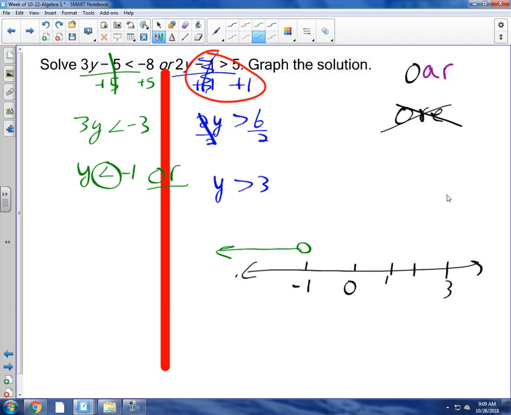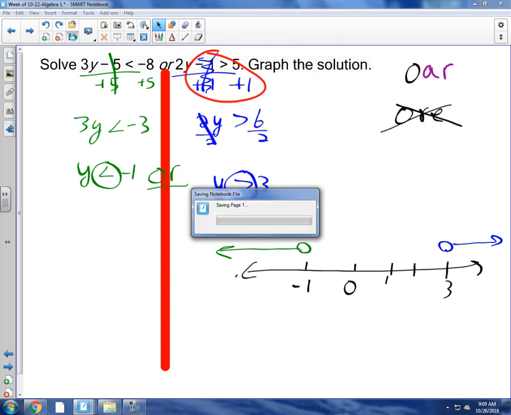It kind of looks like the oar on a boat, like a cruise ship, right? Okay, now we got the blue one, and that's going to be at 3. Is that going to be open or closed? That's going to be open at 3. Are we going to go greater or are we going to go less? Greater. So this is how we graph an OR. Does that make sense? That's how we graph an OR.